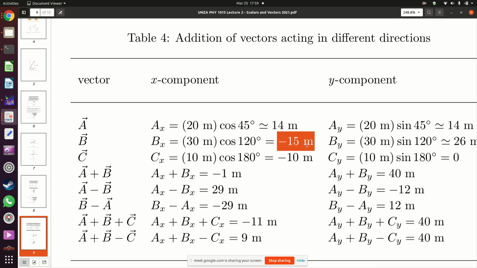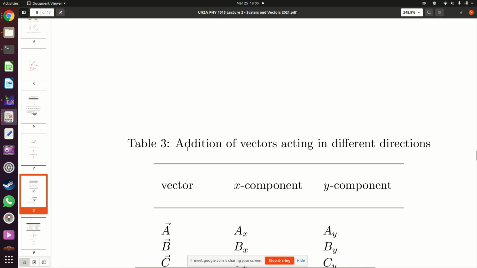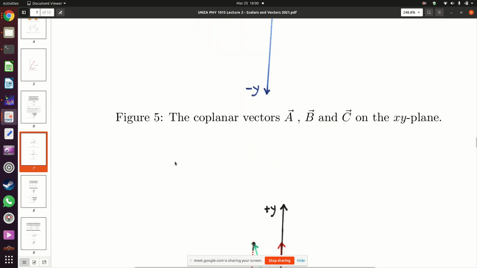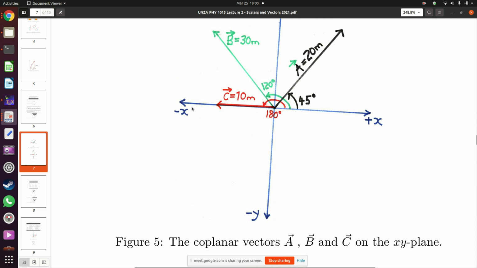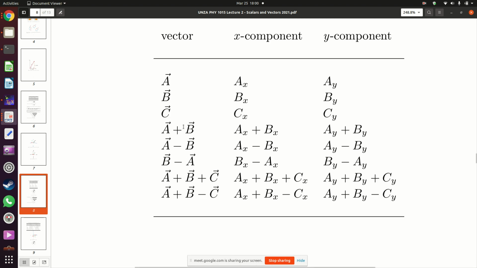Minus 15 meters. So this is telling you that a component can also be negative. What does that mean? It means that along the x-axis, this Bx is pointing along the negative x-axis. It's pointing in this direction. Are we clear? That's what a negative component means. Yes.